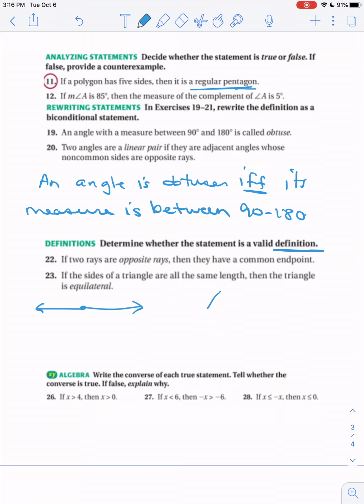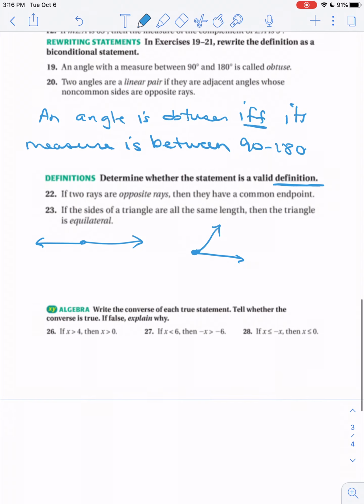Now that's not necessarily true. Just because 2 rays have a common endpoint doesn't mean they're opposite rays. So I would say no, that is not a valid definition.